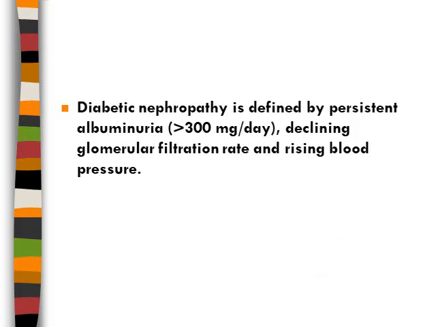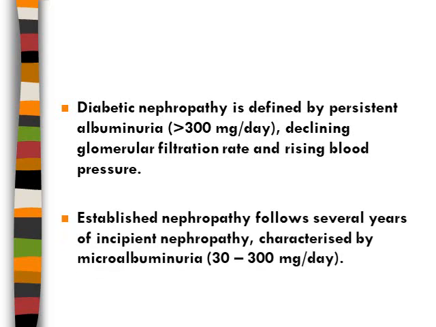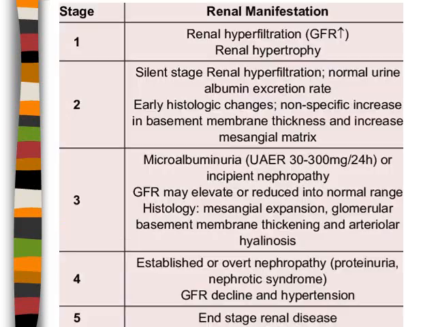Diabetic nephropathy is defined by persistent albuminuria of more than 300 milligram per day, declining glomerular filtration rate, and rising blood pressure. Before 300 milligram per day, it is called incipient nephropathy, characterized by microalbuminuria, that means 30 to 300 milligram per day of albumin in the urine.